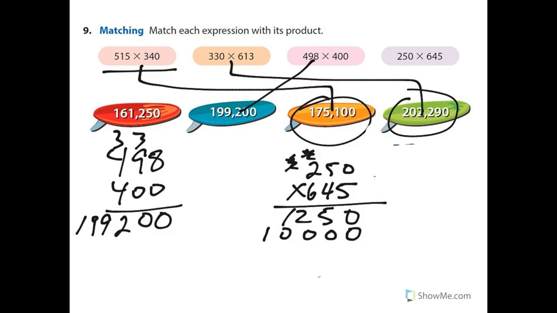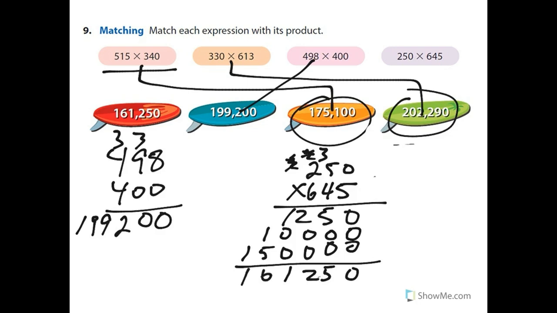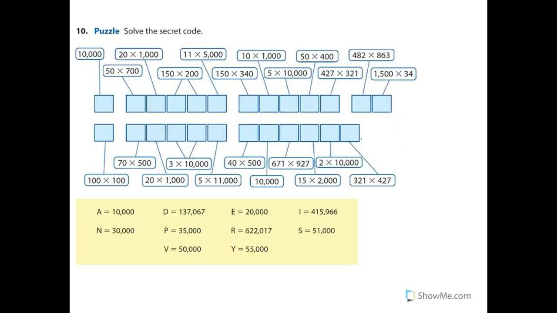Alright, I'm going to drop 2 zeros. Why? I'm in the hundreds place. That's right. 6 times 0 is 0. 6 times 5 is 30. Carry that 3. 6 times 2 is 12. 12 plus 3 is 15. So 0, 5, 2, 1, 6, 1. 161,250 way over here. So number 10 has a lot of practice.